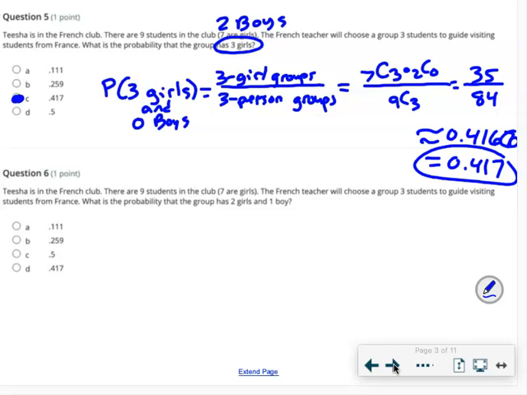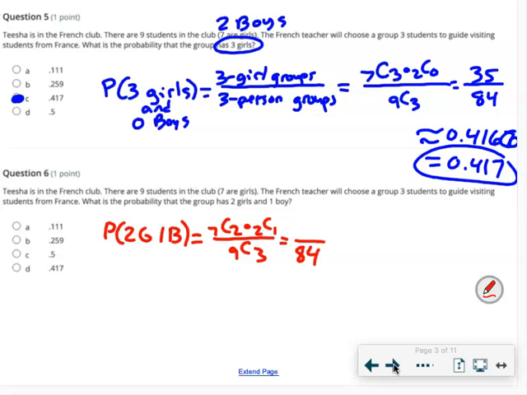Same setup for this problem, but now we want the probability that we have 2 girls, 1 boy. Well, on the bottom it's going to be 9 choose 3 again. On the top, there's still 7 girls, but now I want to choose 2, and there's 2 boys, I want to choose 1. So the bottom is still going to be 84. The top is 7 choose 2 times 2 choose 1.